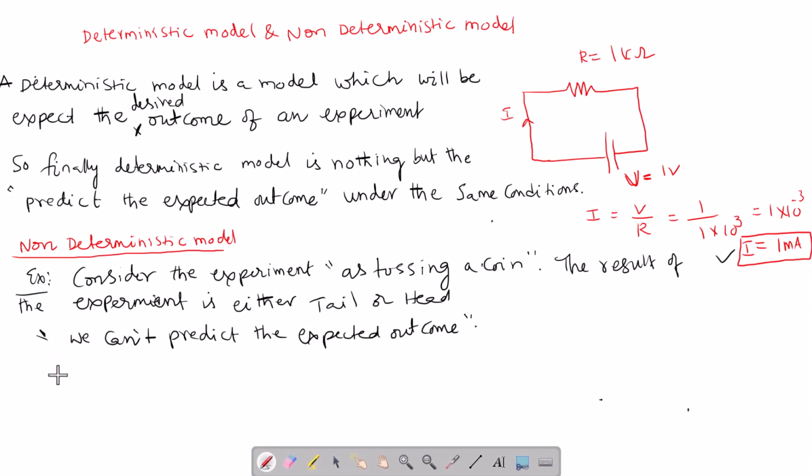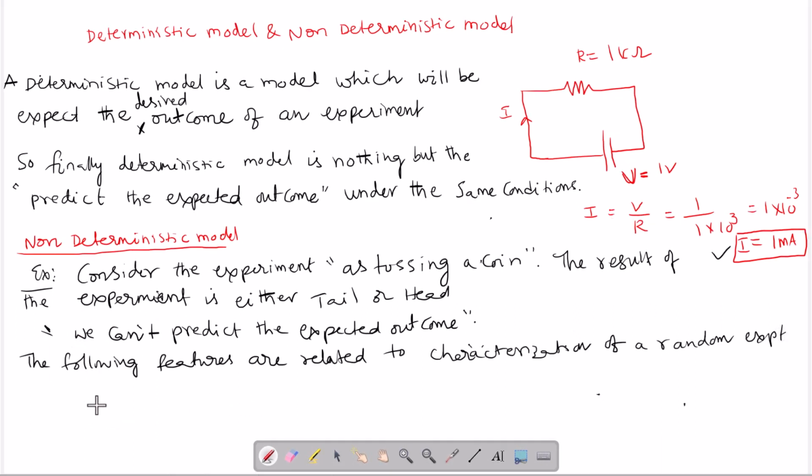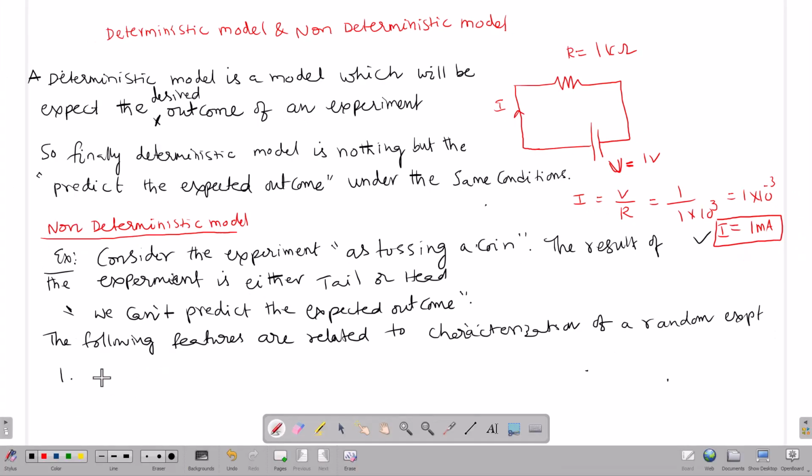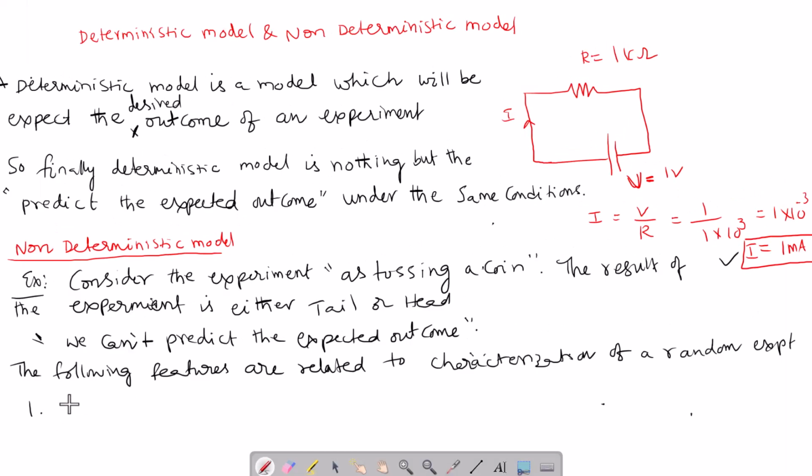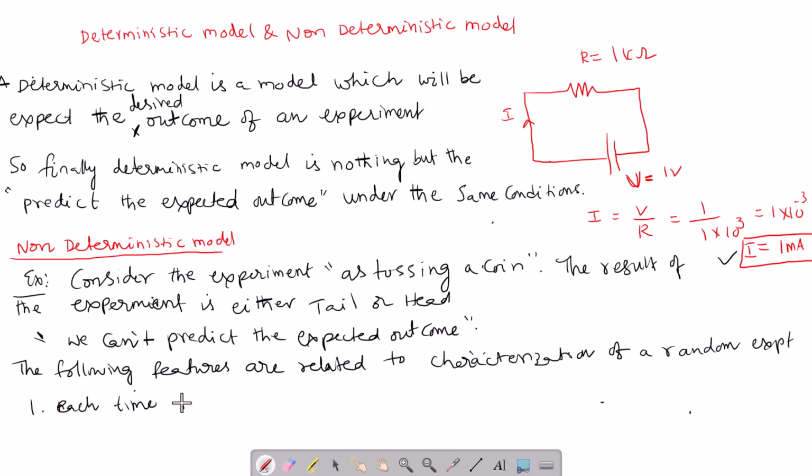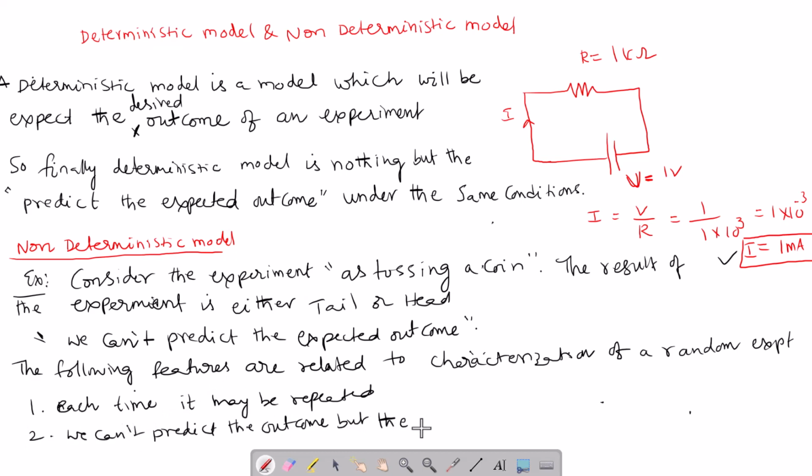The following features are pertinent for the characterization of a random experiment. First, each experiment is capable of being repeated indefinitely under certain unchanged conditions. Each time it may be repeated. Second, we can't predict the outcome, but the possible outcomes can be described.